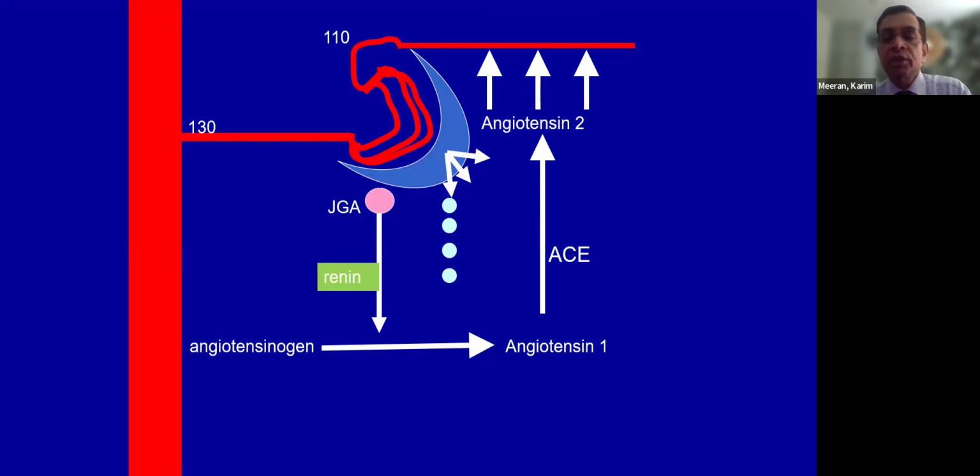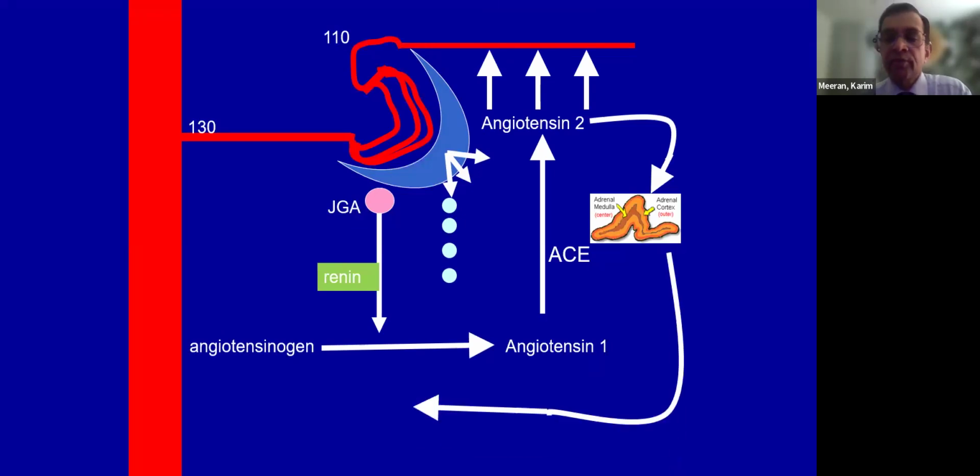2, which does two things. It constricts the efferent arteriole, but importantly, it is the stimulus for the release of aldosterone, which therefore maintains your blood pressure when it falls.